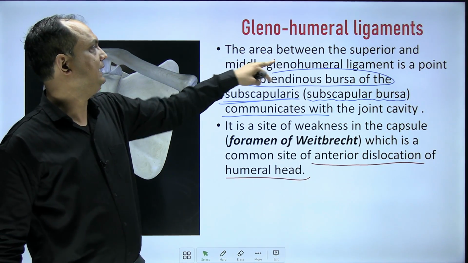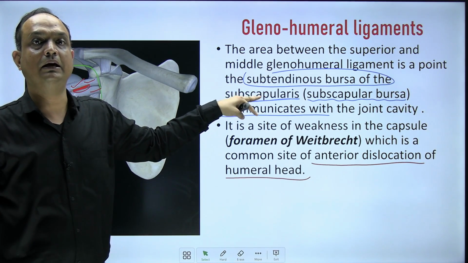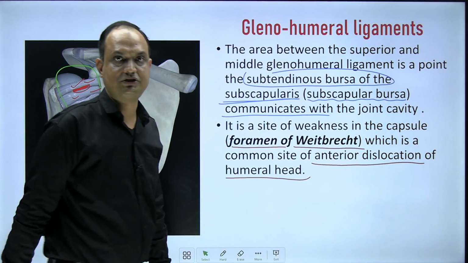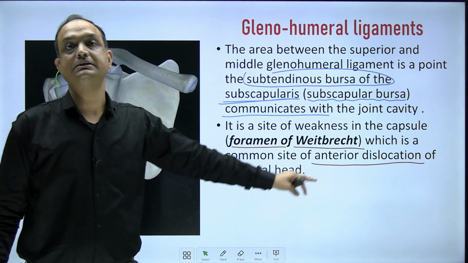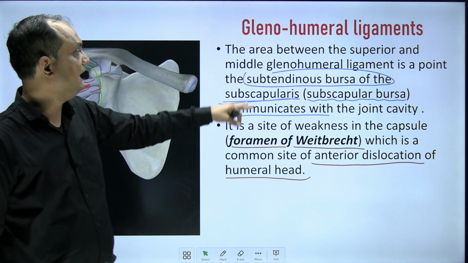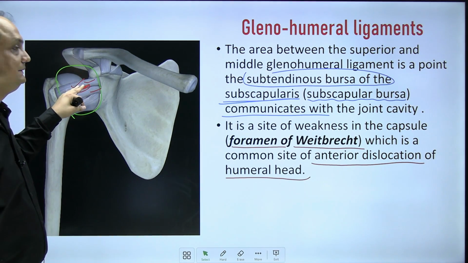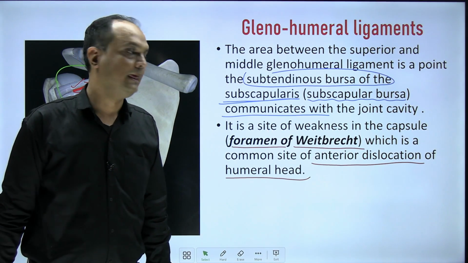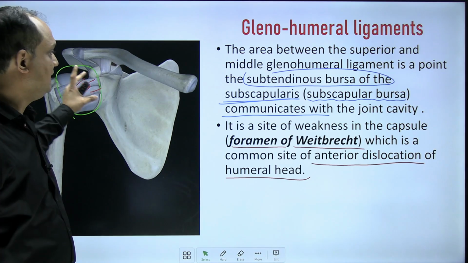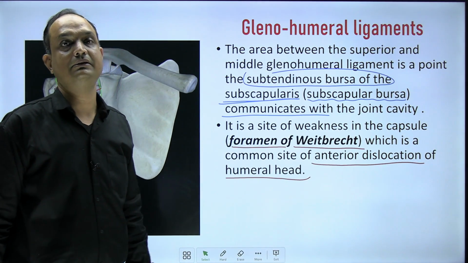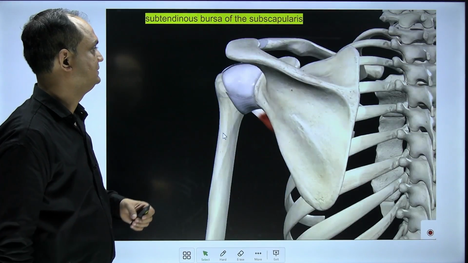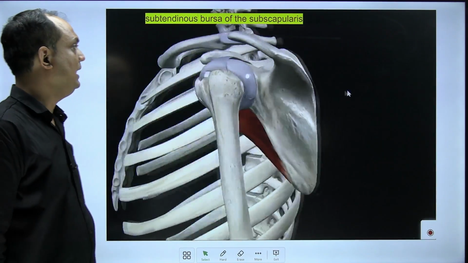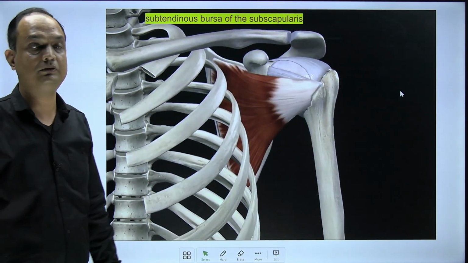So between the superior band and the middle band of the glenohumeral ligament, you will have a foramen that is known as the foramen of Weitbrecht. This foramen of Weitbrecht is a foramen of weakness, where you will have a communication of the subscapular bursa with the synovial cavity of the shoulder joint. Sometimes this area may enlarge to allow dislocation, and that is the anterior dislocation of the head of the humerus.